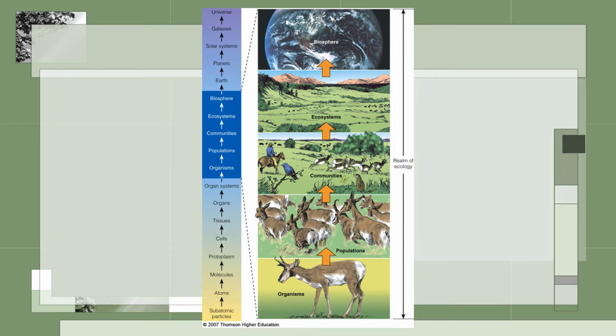All right, then we have the community level, which is all of the populations of different species that live in a particular area. So the cows, the grass, the insects, the bacteria, anything that's living that is in the same area. And then above that, we have the ecosystem level, which adds in the non-living components. So it's all of the communities and the non-living environment in a particular area. And then the biosphere is everywhere on Earth where there is life.